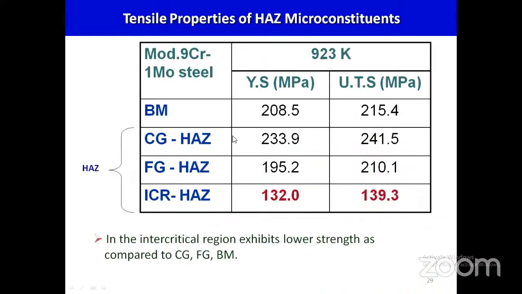And how have the tensile properties changed in each zone? In the base metal, coarse grain, and fine grain regions, the tensile strengths are more or less comparable. And in the intercritical region, there is a drastic reduction in tensile strength.